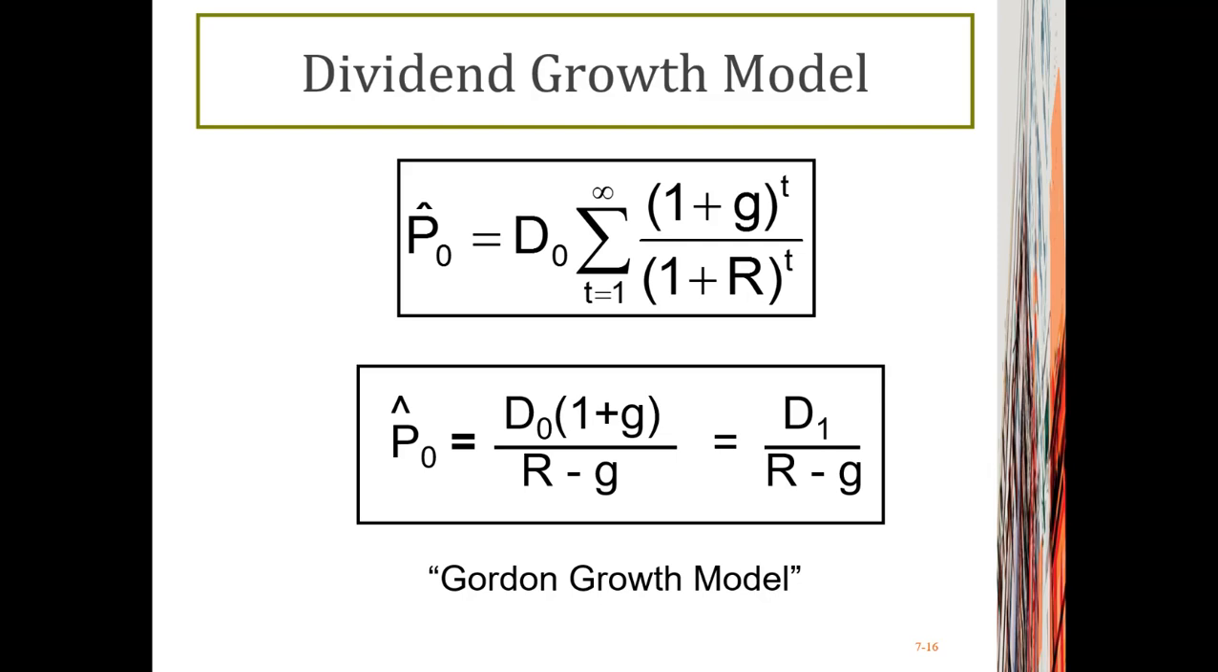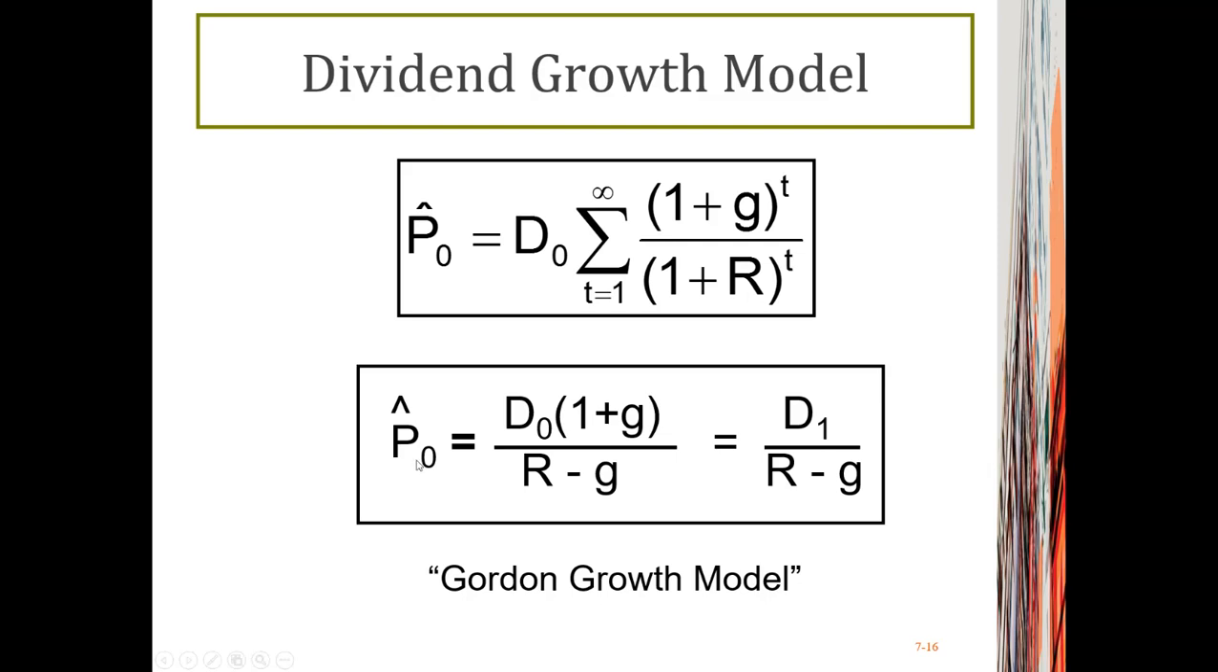It's equivalent. The stock price at time 0 equals D0 times 1 plus g divided by the difference between the required rate of return and the growth rate, or it equals D1 divided by r minus g. We call this the Gordon growth model because it was discovered by Professor Gordon many years ago. This model gives us a very powerful tool to estimate the stock price. It also reveals a very basic mechanism in stock valuation.